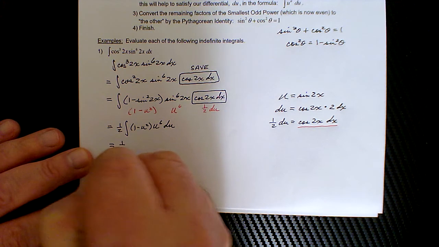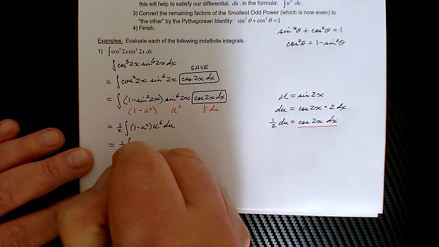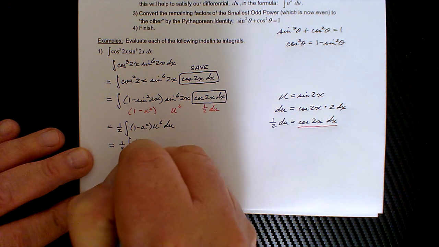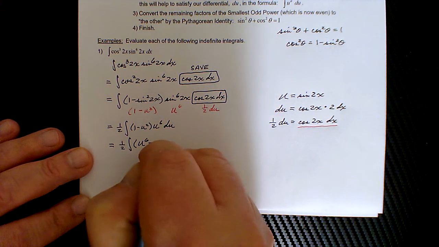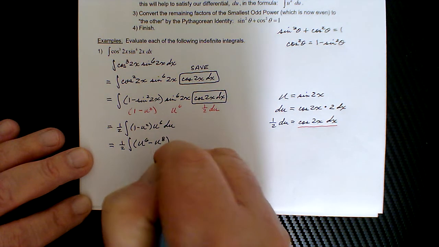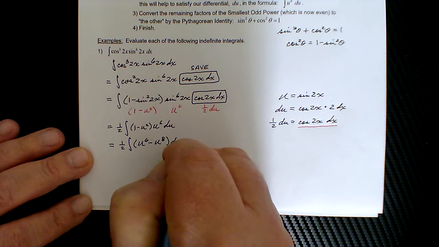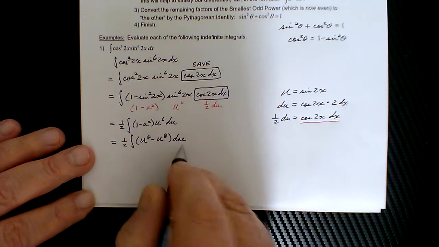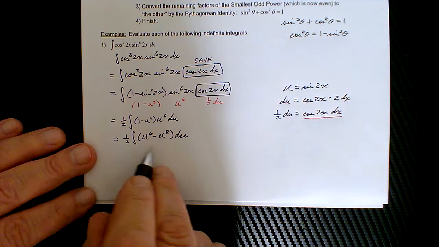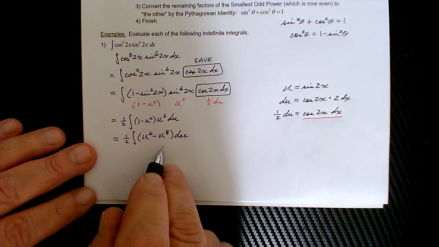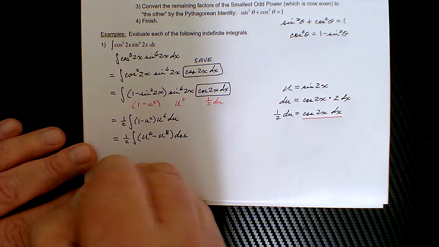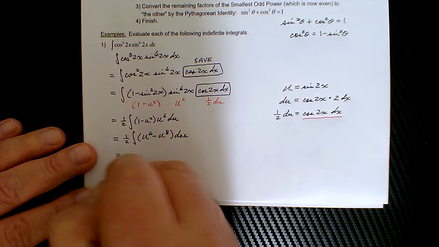Okay, so here's all I like to do. I'll leave the 1/2, the integral, distribute the u to the 6th, get u to the 6th minus u to the 8th, with respect to u, of course. And now I have a sum or difference of terms that are of the form u to the n. So we'll integrate. We'll just do it term by term.